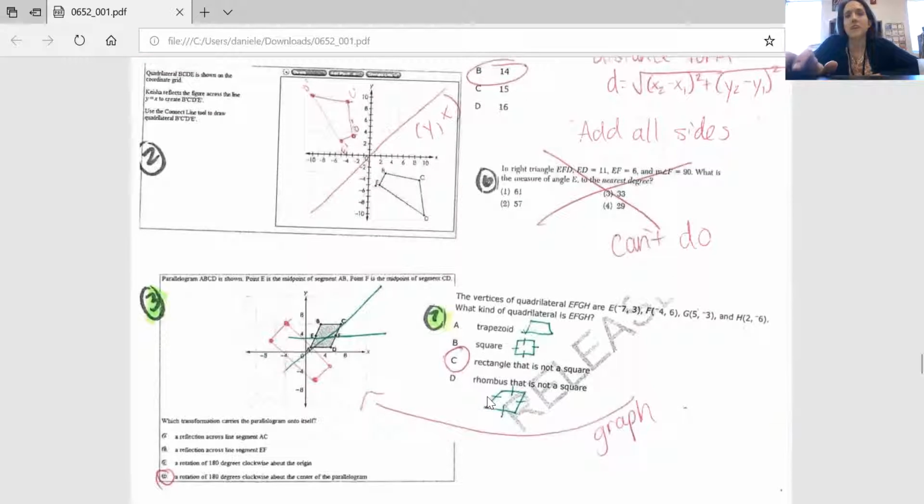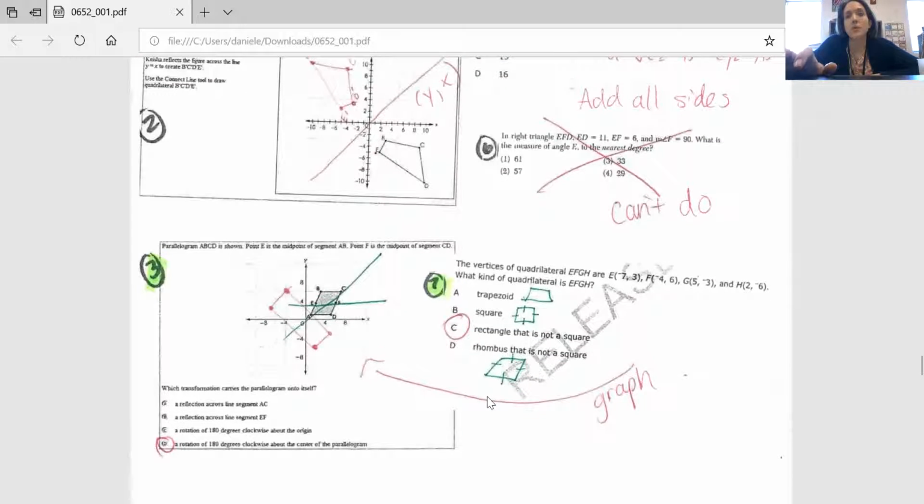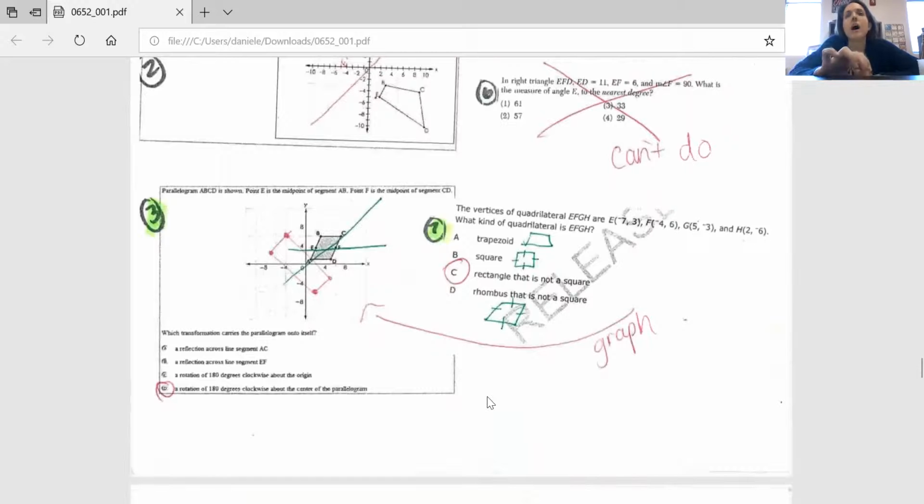It's a little too advanced for the amount of math that we know right now, so we're going to skip it. Number 7, what kind of quadrilateral is this? The easiest way to figure it out is just to graph it, which is what I did over here on this grid. And then I've just kind of reminded you what each of these shapes look like.